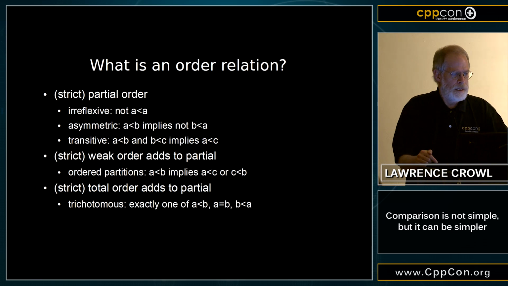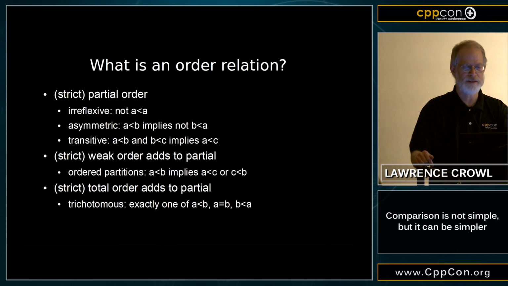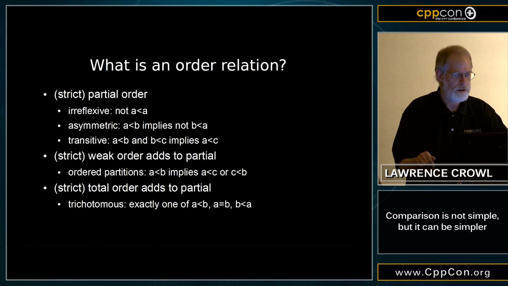And if you're going to fail in delivering a partial order, it's typically in the transitive clause. So the strict weak order adds this strange thing. A less than B implies A less than C or C less than B. What this means is that you have a set of ordered partitions, right? So every element has a relationship with every other element unless it's in the same partition.